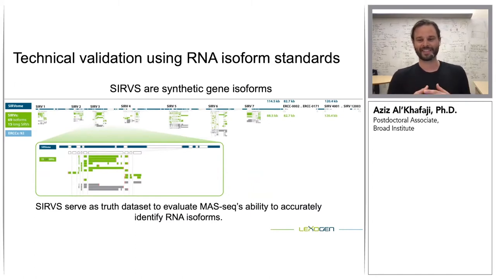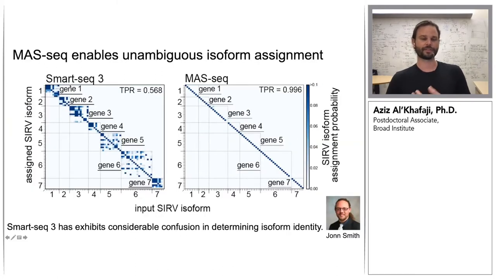So to quantify the differences in isoform identification capability between short and long read sequencing, we leveraged a synthetic RNA isoform library called SIRVs from Lexogen. And this synthetic library is composed of genes with their own sets of RNA isoforms. What we can see here is using Smart-seq3, which is a kind of state-of-the-art short-read sequencing approach, there's considerable confusion in determining isoform identity between the different SIRV gene sets. And this is in stark contrast to a long-read approach such as MAS-seq, which provides unambiguous isoform assignment. So there really is a big difference in identifying isoforms between short and long read sequencing.